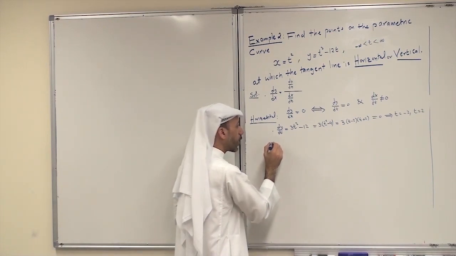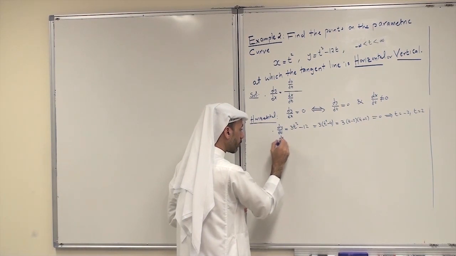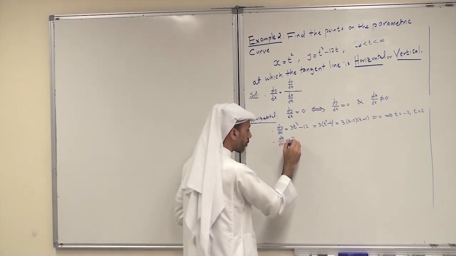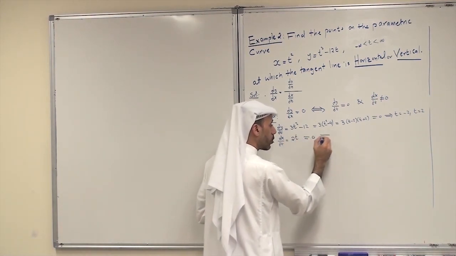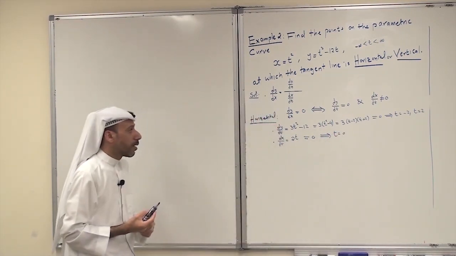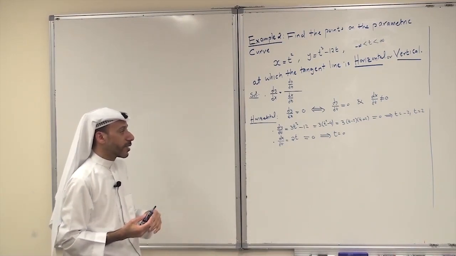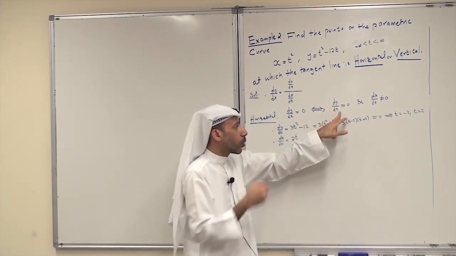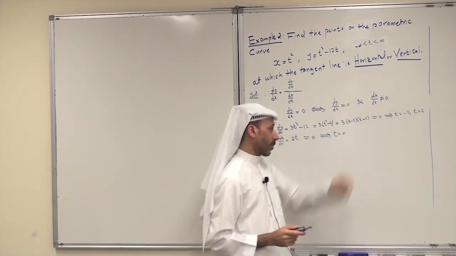Find also the zeros of the denominator, which is dx/dt. Find the derivative, it is 2t. What are the zeros? I have only one zero, so this is t equals 0. So these are the zeros of dy/dt and the zeros of dx/dt. I want the values of t that will be a 0 for dy/dt and is not 0 for dx/dt.